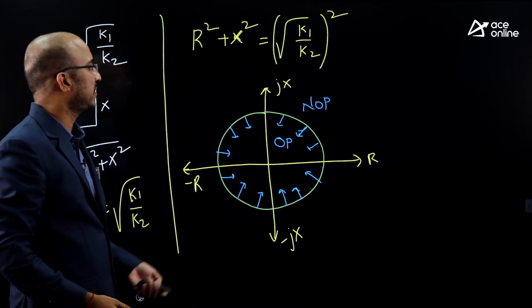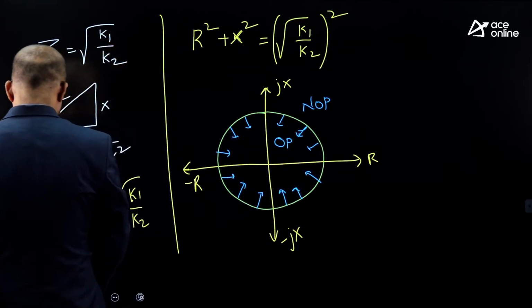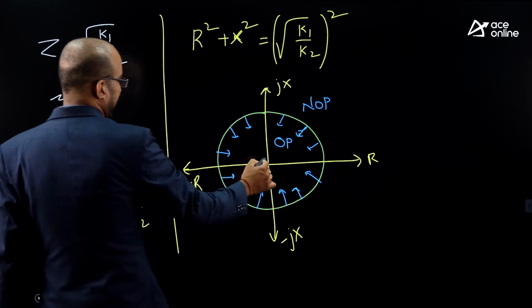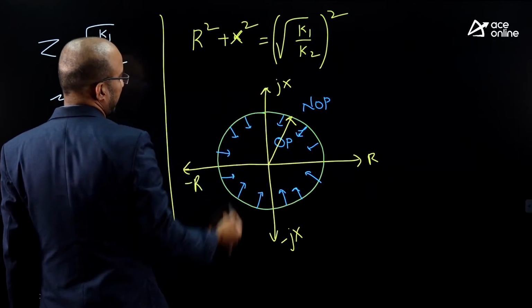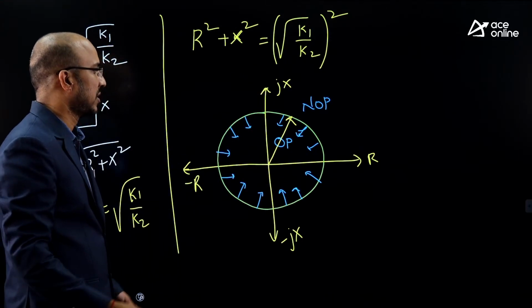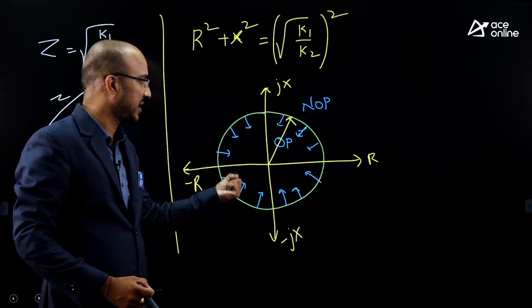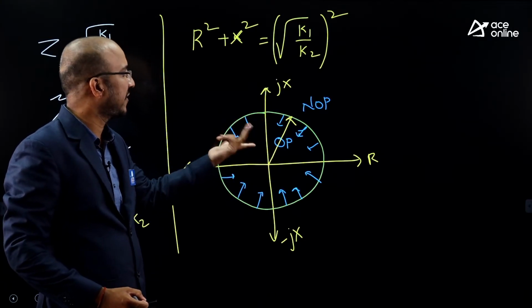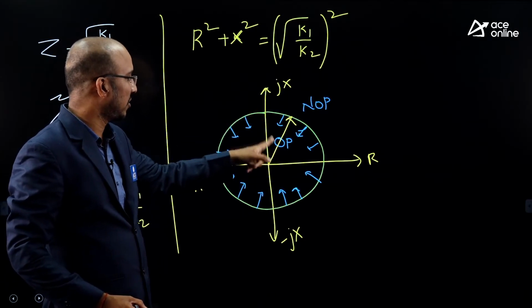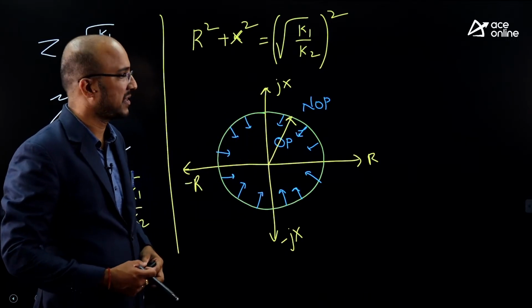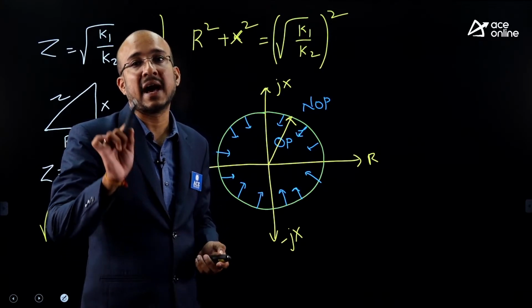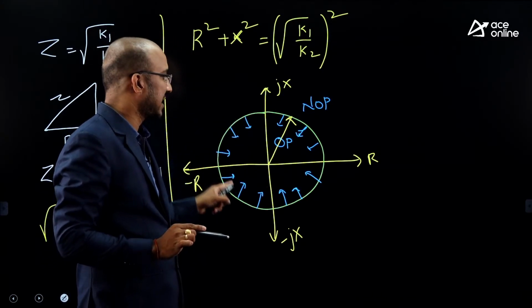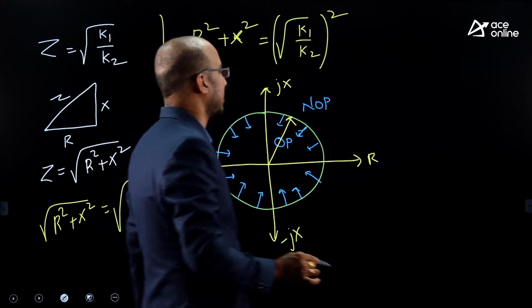So here the radius will be the set value. What will be the set value here? This is the radius, and the radius is nothing but under root of K1 by K2. So that will be the set value. Whenever the impedance seen is less than the set value, the relay is operating, so the operating region is inside the circle. The characteristic of impedance relay in the RX plane is a circle with center at origin.